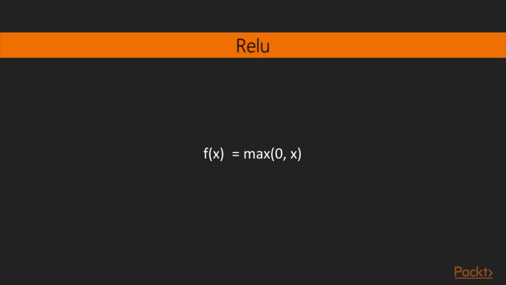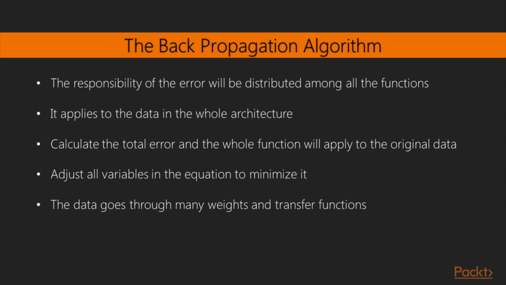ReLU. This is called a rectified linear unit, and one of its main advantages is that it is not affected by the vanishing gradients problem, which generally exists on the first layers of a network that tend to values of 0 or a tiny epsilon. Gradients and the backpropagation algorithm. When we described the learning phase of the perceptron, we described a stage in which the weights were adjusted proportionately according to the responsibility of a weight in the final error. In this complex network of neurons, the responsibility of the error will be distributed among all the functions applied to the data in the whole architecture.